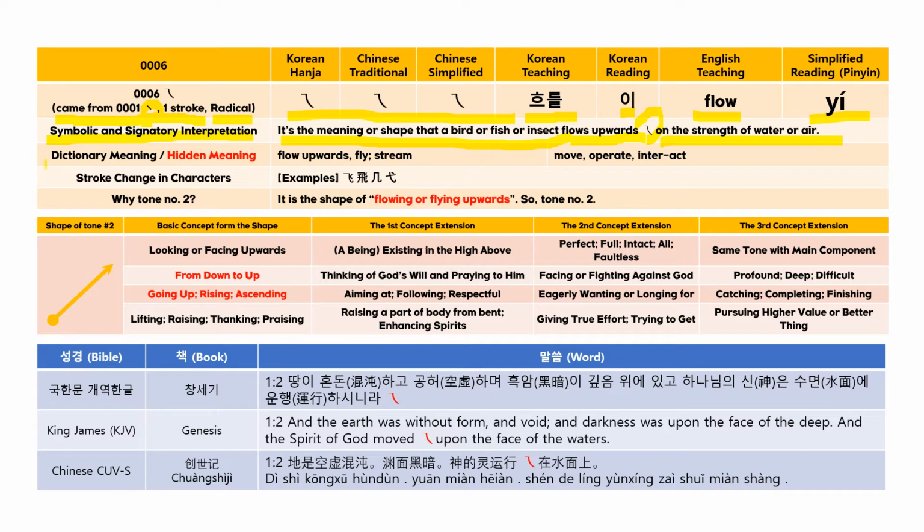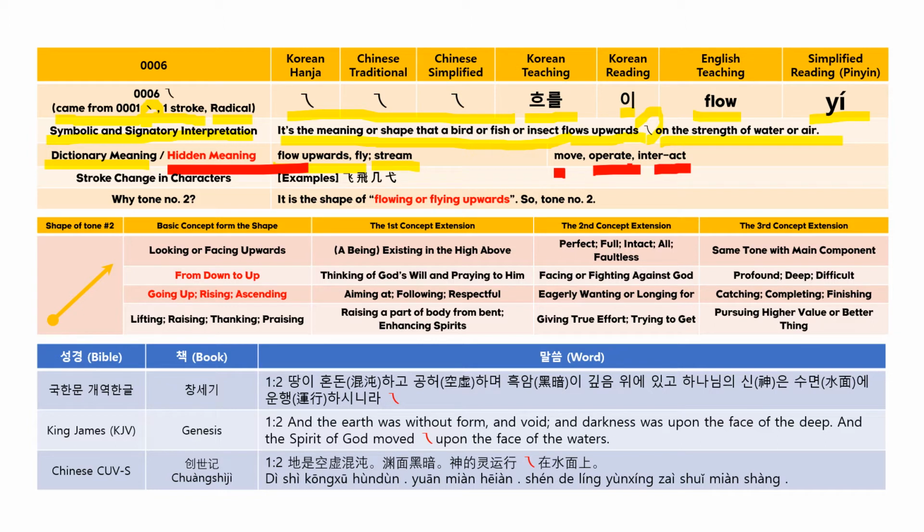And the dictionary meaning: flow upward, fly, and stream. The hidden meaning of this character is important. Please try to remember: move, operate, interact.